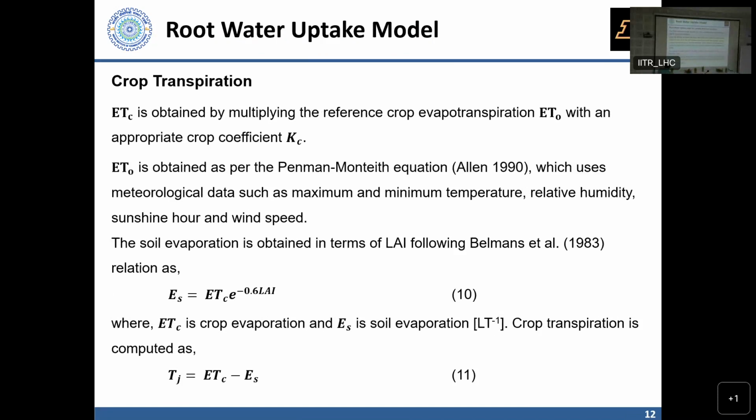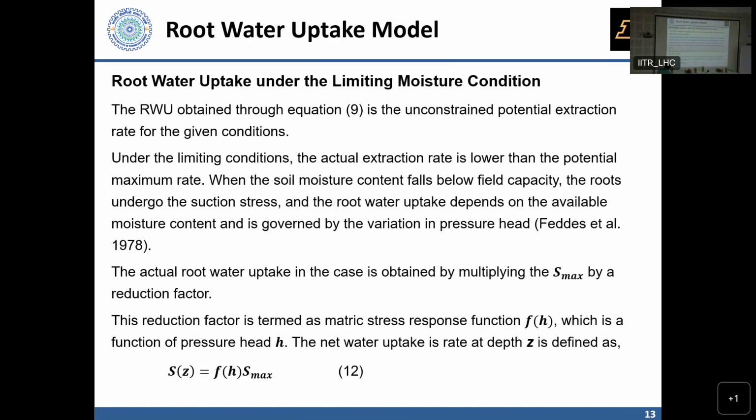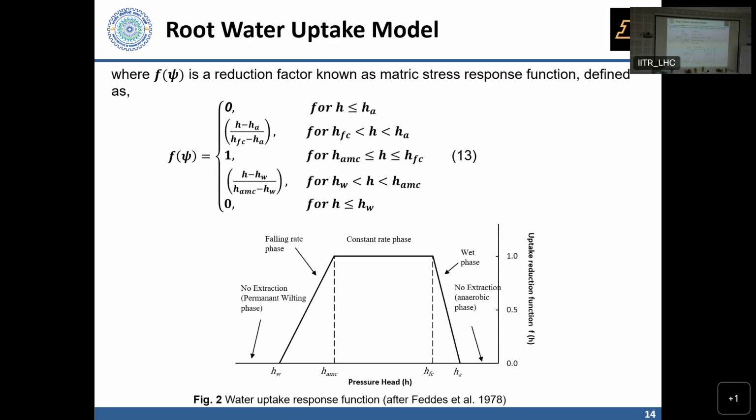But if I am not giving the water as required, there will be a reduction in the evapotranspiration. We model that by multiplying S max, which is the potential rate the plant takes, by a factor F of h, which depends upon the pressure head in the soil. Usually the pressure heads are negative. As long as they are in this region, it will be taking water at the potential rate. If it is in this region, there will be a reduction, and also here some reduction will be there.